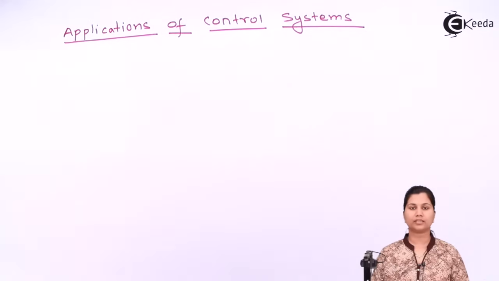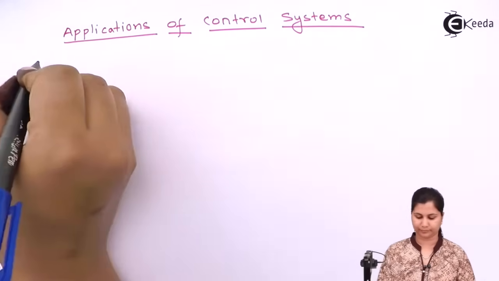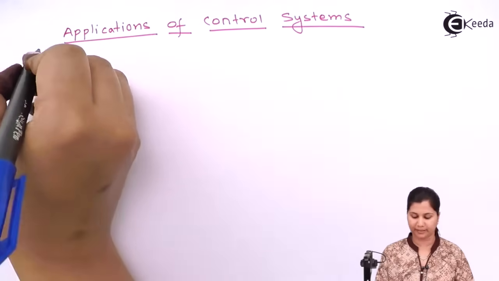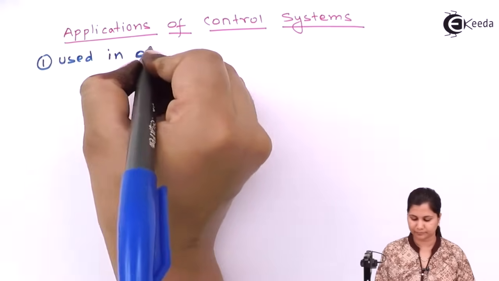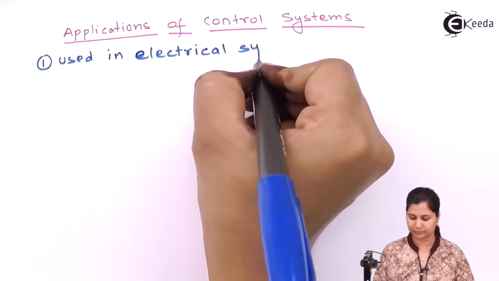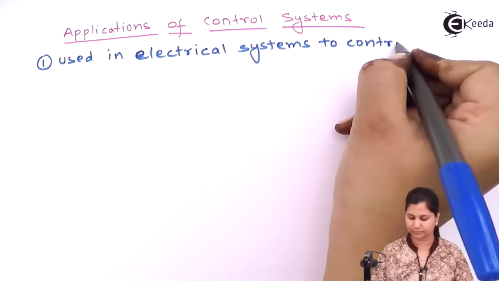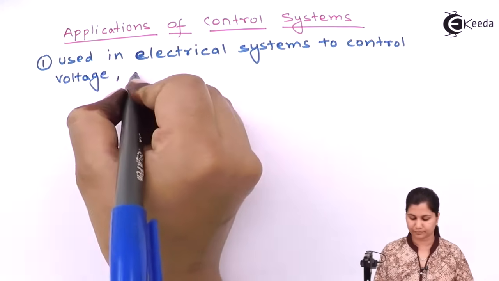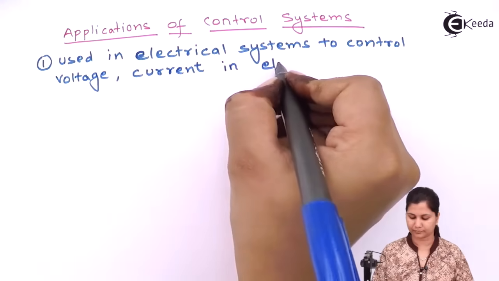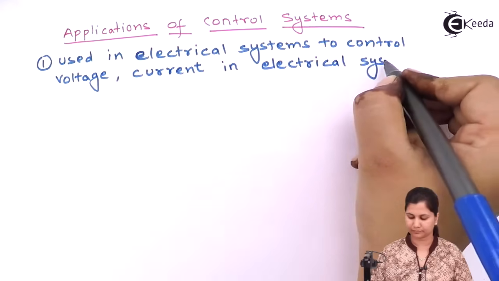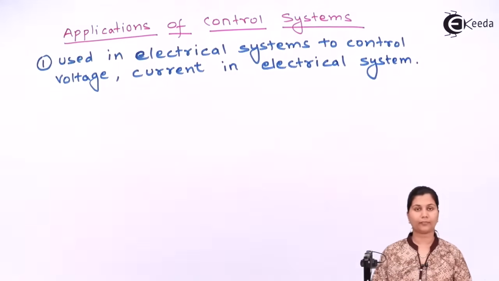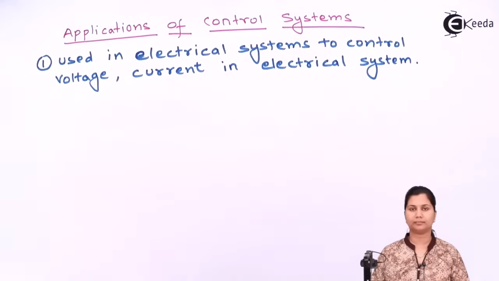Control systems are used in electrical systems to control the voltage and current in the electric circuits. So that is the first application of control system. The second application of control system is that they are used to control the position and acceleration of the driving systems.